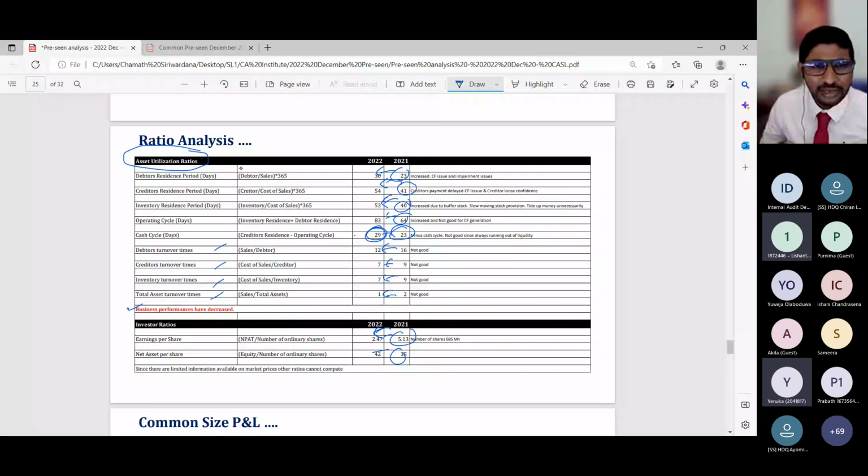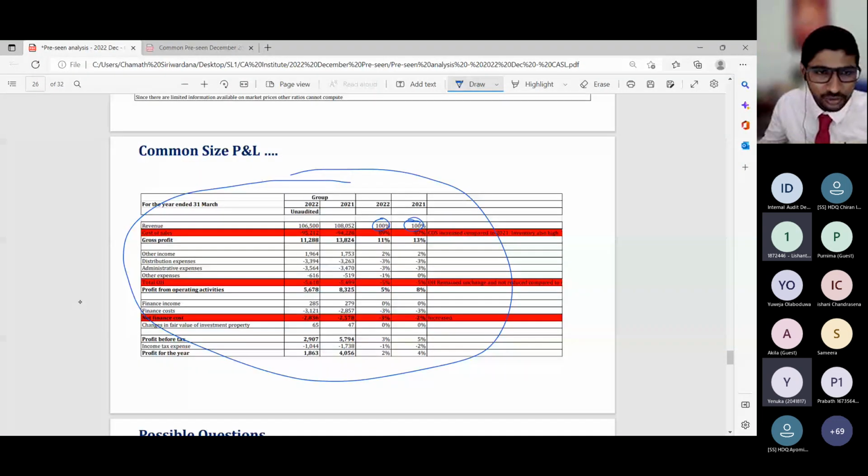Then I have given you a common size financial statement as well. I have used this to give you the reasons for low profitability. So you can see the revenue, I have given 100% weightage to the revenue. Then you can see the cost of sales has increased and overheads remained unchanged. And you can see the finance cost also increased. So those are the main reasons for the low profitability in this particular year, right?